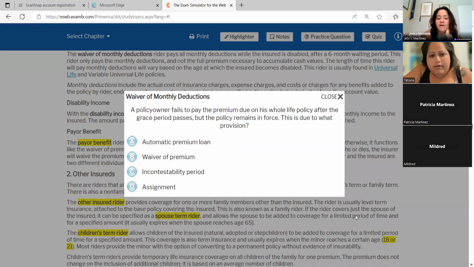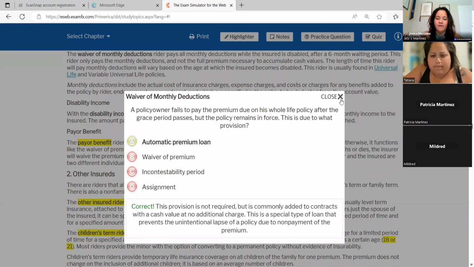A policy owner fails to pay the premium due on his whole life policy after the grace period lapses, but the policy remains in force. This is due to what provision? A, automatic premium loan. B, waiver of premium. C, incontestability period. D, assignment. A, automatic premium loan. Yes, Ellie said the same thing. Perfect.